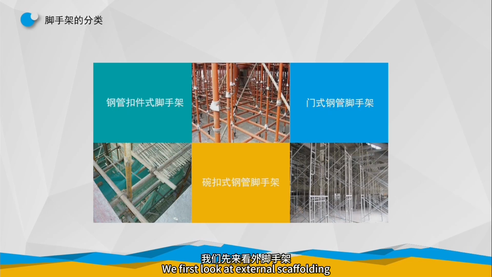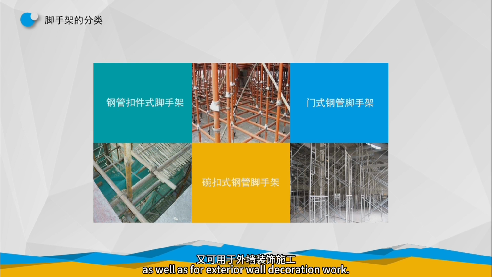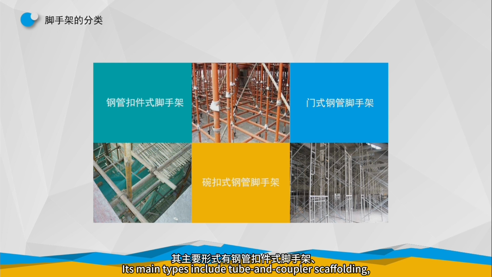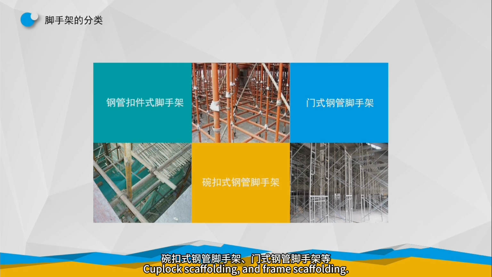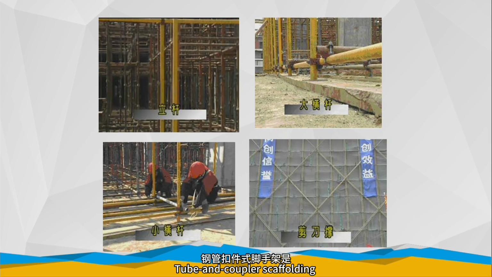We first look at external scaffolding. Generally, scaffolding set up outside a building is called external scaffolding. It can be used for exterior wall masonry, as well as for exterior wall decoration work. Its main types include tube and coupler scaffolding, cuplock scaffolding, and frame scaffolding. Tube and coupler scaffolding is currently the most widely used type.